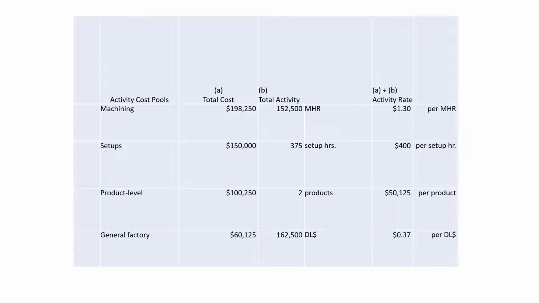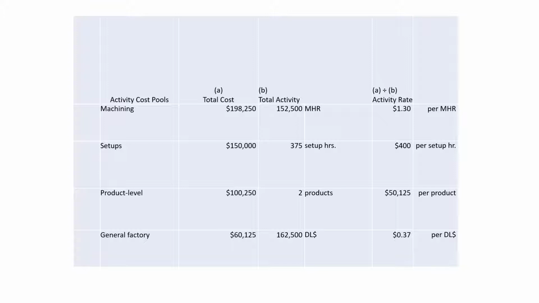Product level costs, 100,250, divide that by the number of products. There's only 2 products, so 50,125 would be the amount per product. And then the general factory overhead, 60,125. We're going to allocate that based on total direct labor dollars, 162,500. So 37 cents per direct labor dollar.